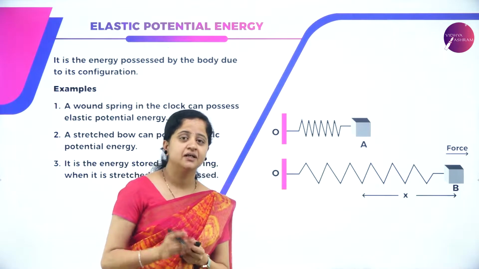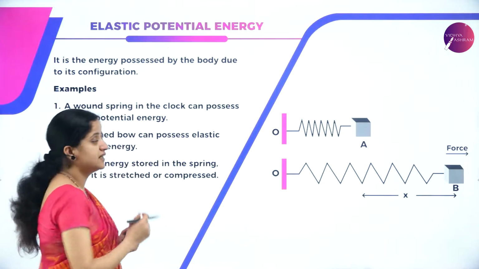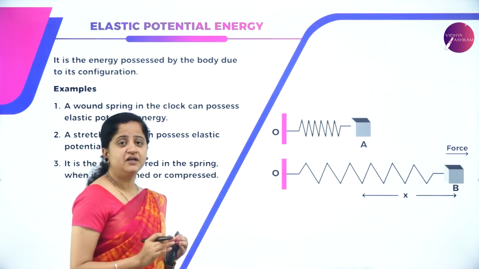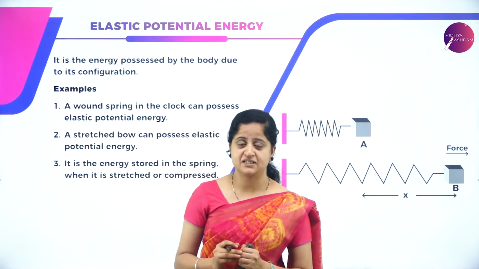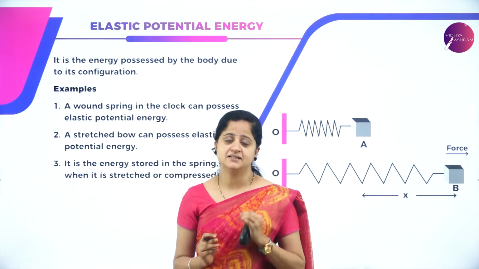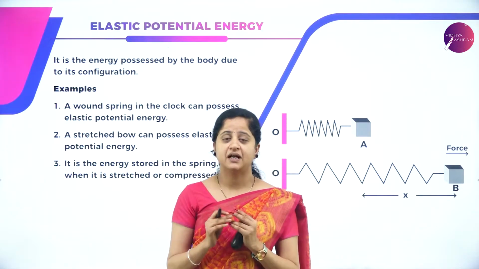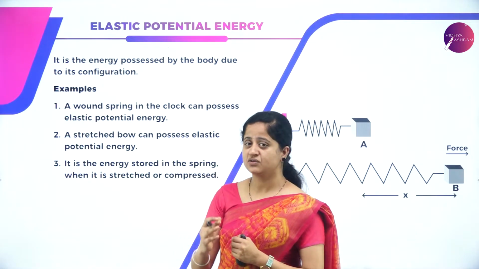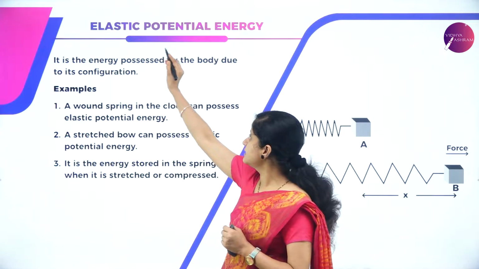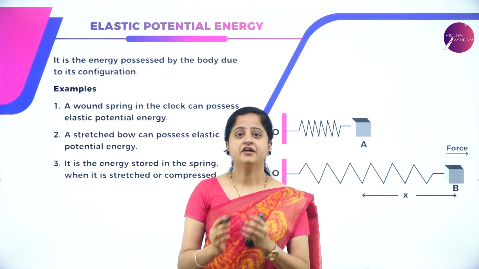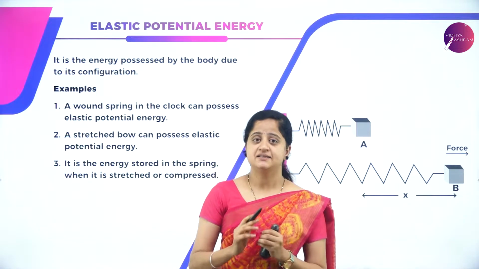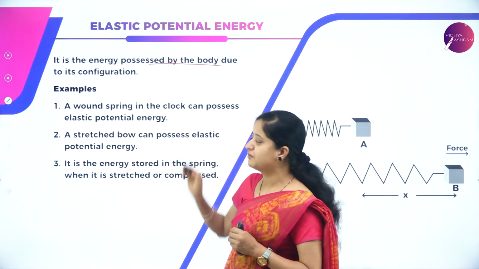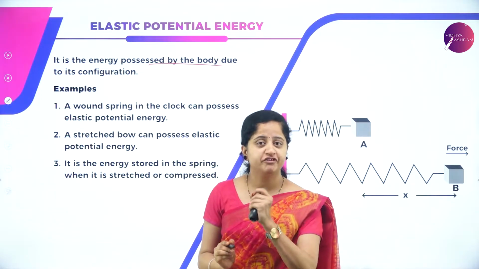Let us study the potential energy associated with a spring. We will call it elastic potential energy. We know the types of potential energies: elastic potential energy, gravitational potential energy, as well as electrostatic potential energy. Here we are discussing elastic potential energy. So what is elastic potential energy? It is the energy possessed by a body due to its configuration.